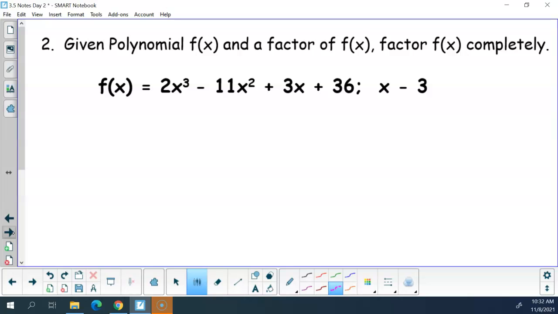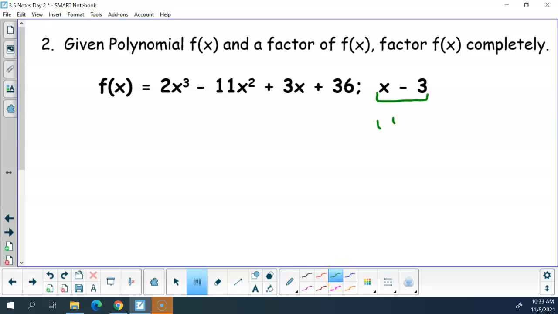Around Christmas time. Given the polynomial f of x and a factor of f of x, factor f of x completely. So which bus stop are we on? We're on number 2. That means we have to go through bus stop number 1 in order to get to bus stop number 2. So that's a divide. So we can divide this. How do you want to divide this? Synthetic division, okay?